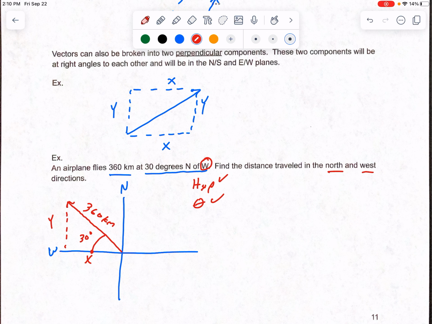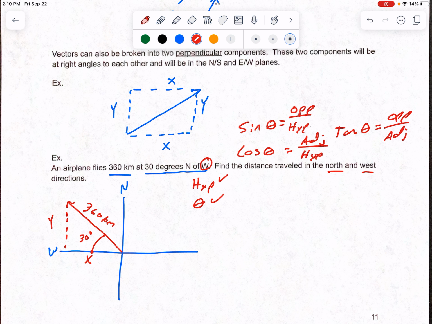There's not one function where I can find them both, so I'm going to have to do two functions. Remember you have your SOHCAHTOA: sine of your angle equals opposite over hypotenuse, cosine of your angle equals adjacent over hypotenuse, and tangent of your angle equals opposite over adjacent. If I'm looking for y, y would be your opposite, because it is opposite of your angle.